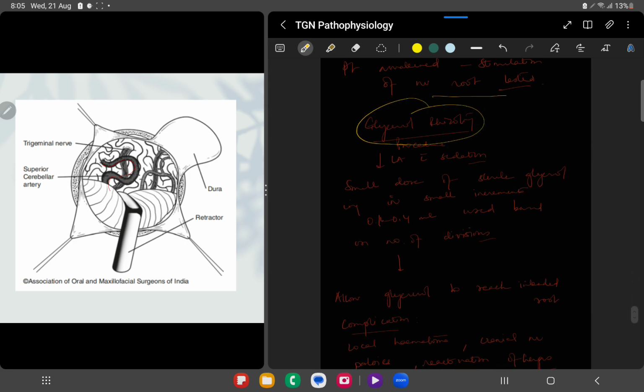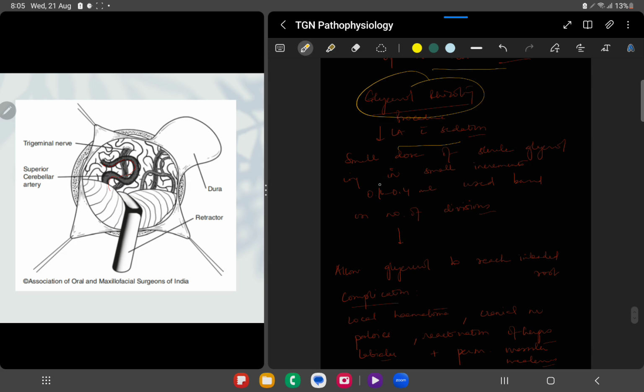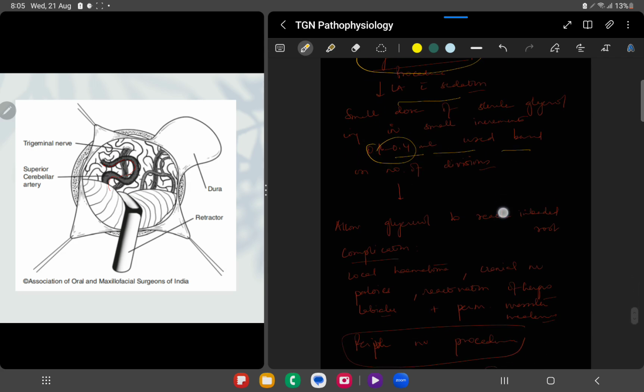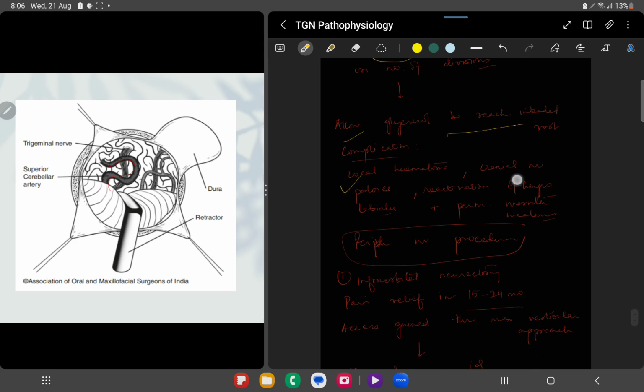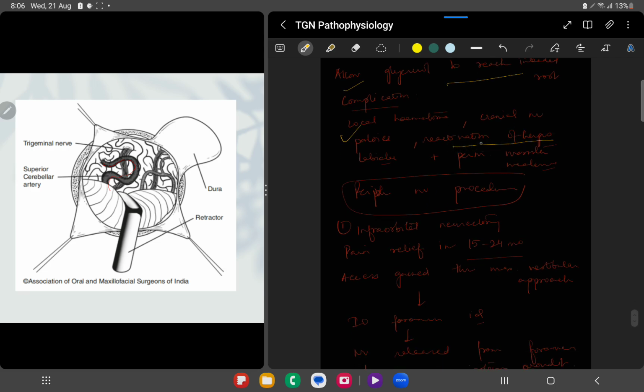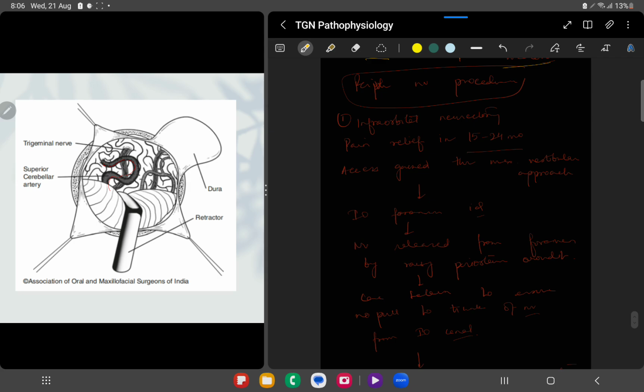Another technique is glycerol rhizotomy. It is done under local anesthesia with sedation. A small dose of sterile glycerol, 0.1 to 0.4 ml, is used based on the number of divisions, which allows the glycerol to reach the intended root. The complications are local hematoma, cranial nerve palsies, reactivation of herpes labialis, and permanent masseter weakness.